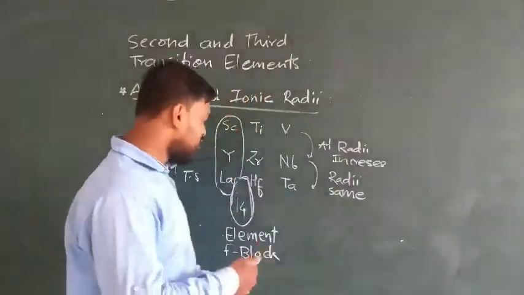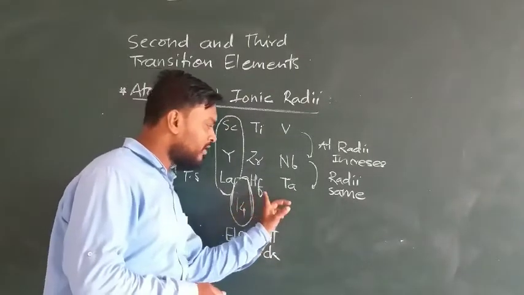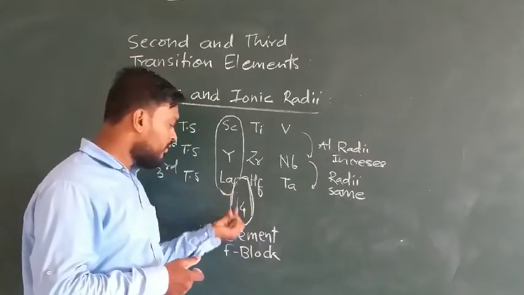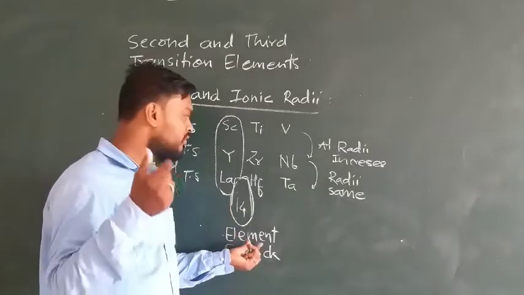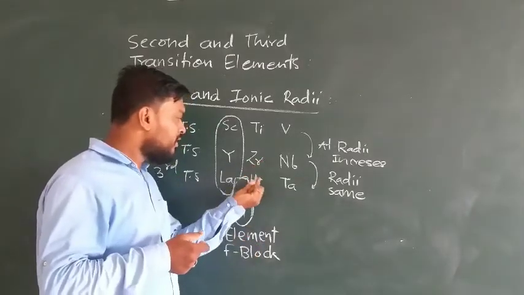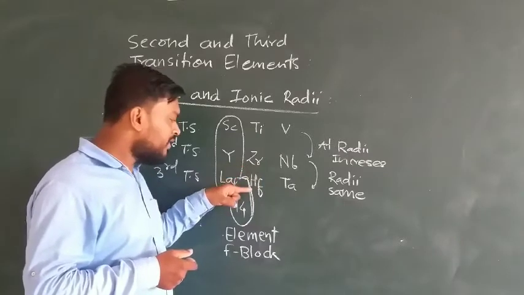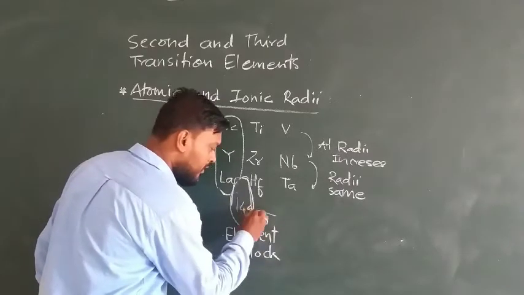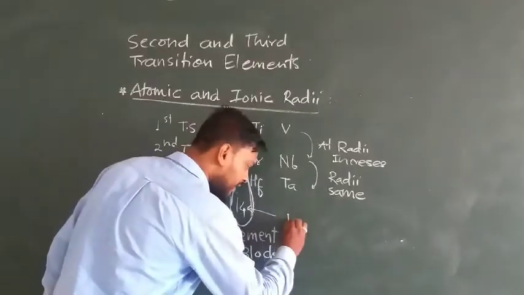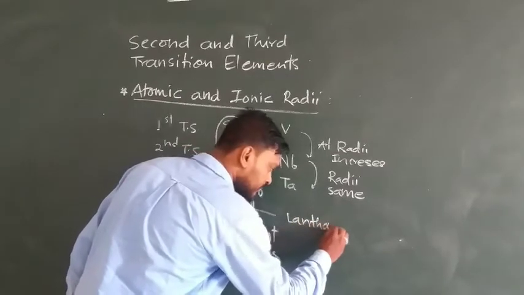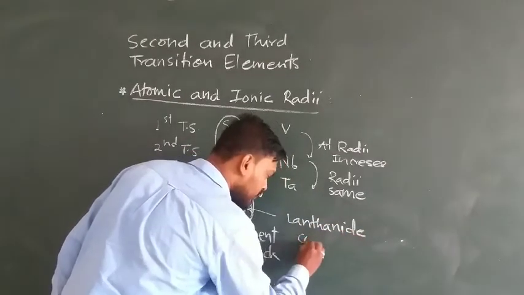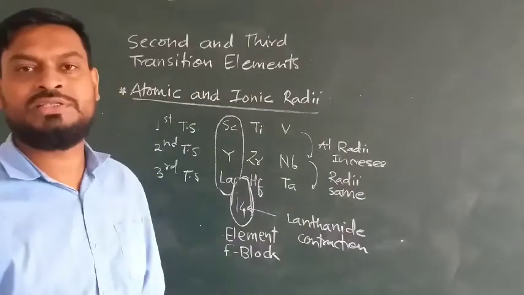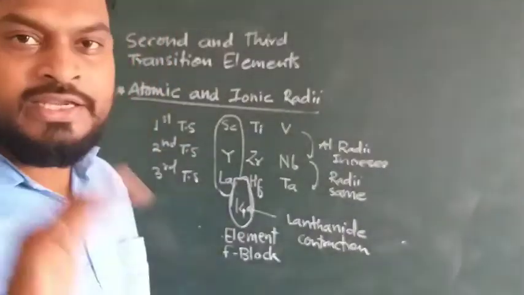Alright, so because of this, the size of the rest of all these elements is also small, like these lanthanides. So if you compare these second transition series and third transition series, because of this it is called size contraction, called lanthanide contraction. Alright, it is called lanthanide contraction. So because of this lanthanide contraction, the size decreases.